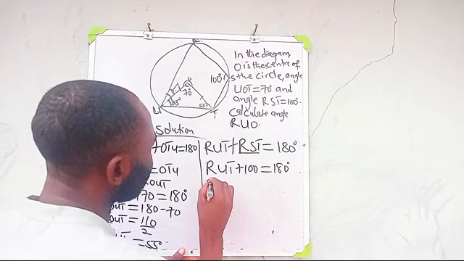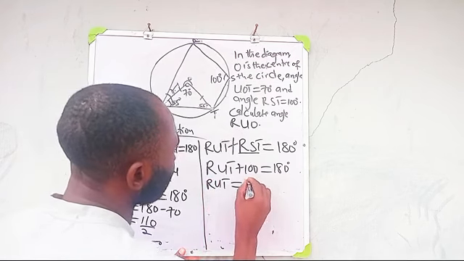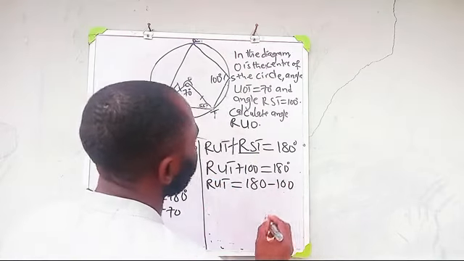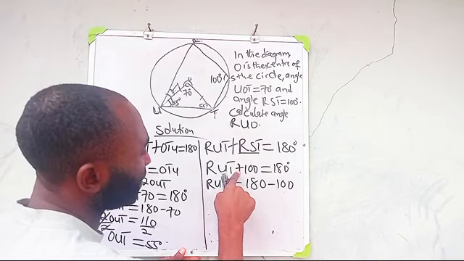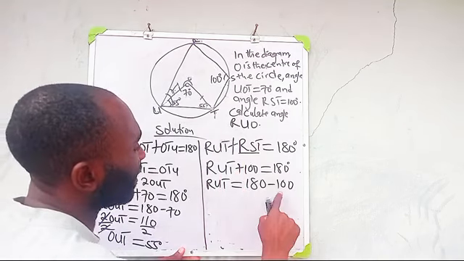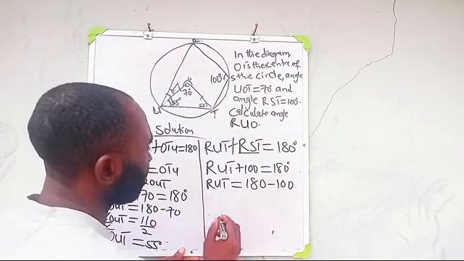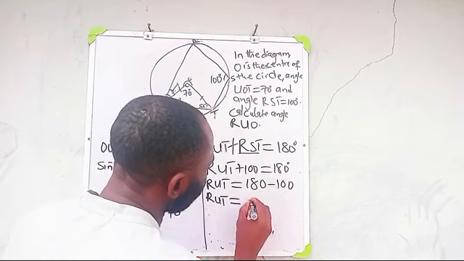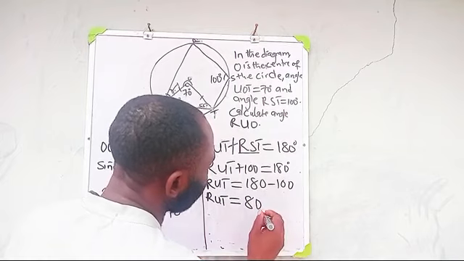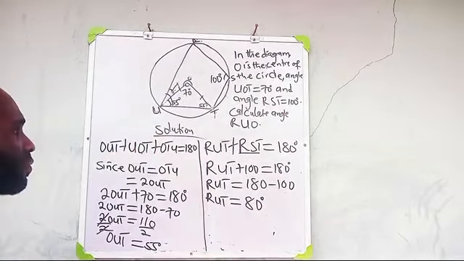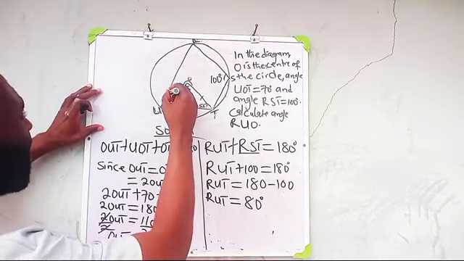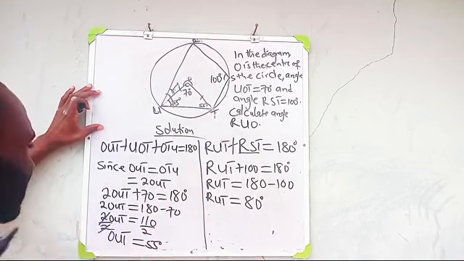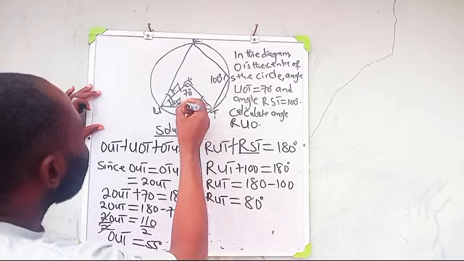So we collect like terms. RUT is equal to 180 minus 100. You know why the sign changes, right? When you're taking it to the right hand side, the sign changes to minus. So RUT is equal to 80, because 180 minus 100 is 80 degrees. So now we know that the total angle here is 80 degrees, which means the small side here is 55.